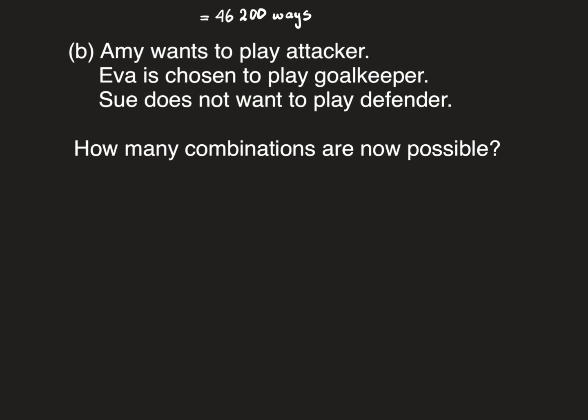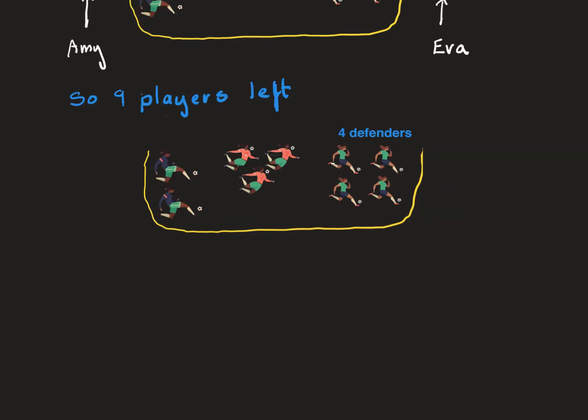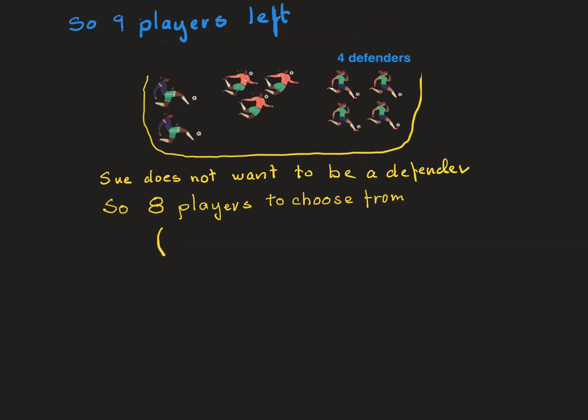Now we come to the second part of the problem, where Amy wants to play attacker, Eva is chosen to play goalkeeper, and Sue does not want to play defender. So Amy wants to play attacker. Let's give Amy the attacker position. So Amy is going to be playing the attacker position. And also Eva is chosen to play the goalkeeper, so we'll put Eva in the goalkeeper's position. Now that means we've only got 9 players left. Now Sue does not want to play the defender, so we have only 8 players to choose from to play the defender position. So the combination will be 8, and we choose 4 out of those 8.